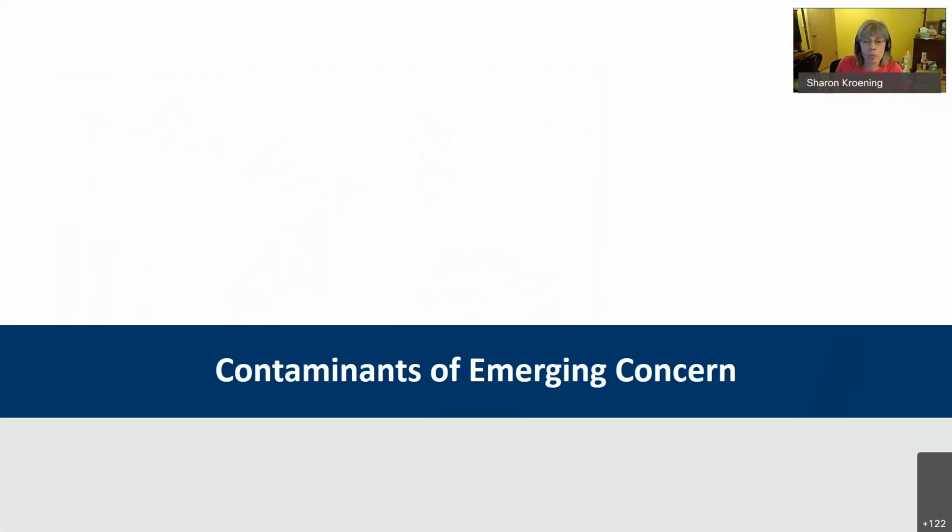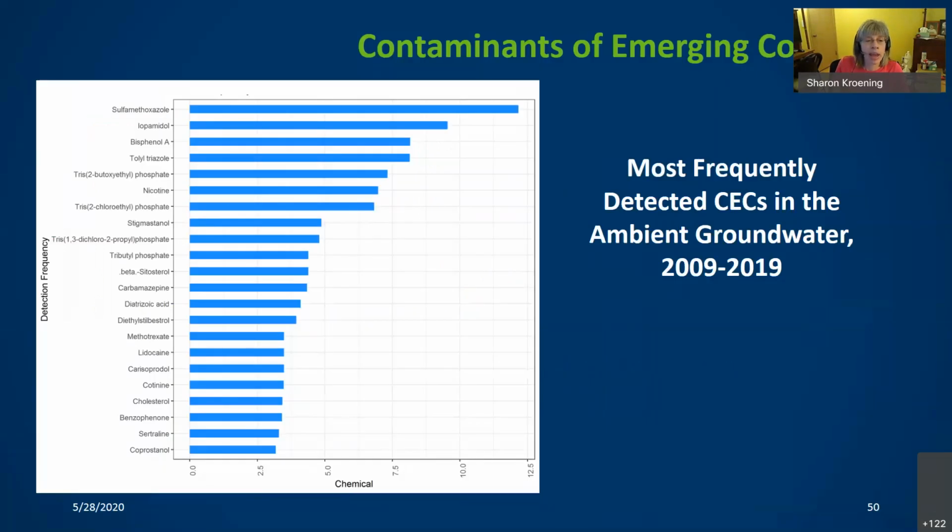Next, I'm going to talk a little bit about the CECs that we're finding in the state's groundwater. We've analyzed, using both SGS Access and the U.S. Geological Survey labs, over a couple hundred different CECs in the state's groundwater. This bar chart shows the CECs that we've detected most frequently in our 10 years of monitoring for these chemicals. These chemicals are found a little bit more frequently than VOCs, with sulfamethoxazole being detected in a little over 12% of the water samples that we've collected.